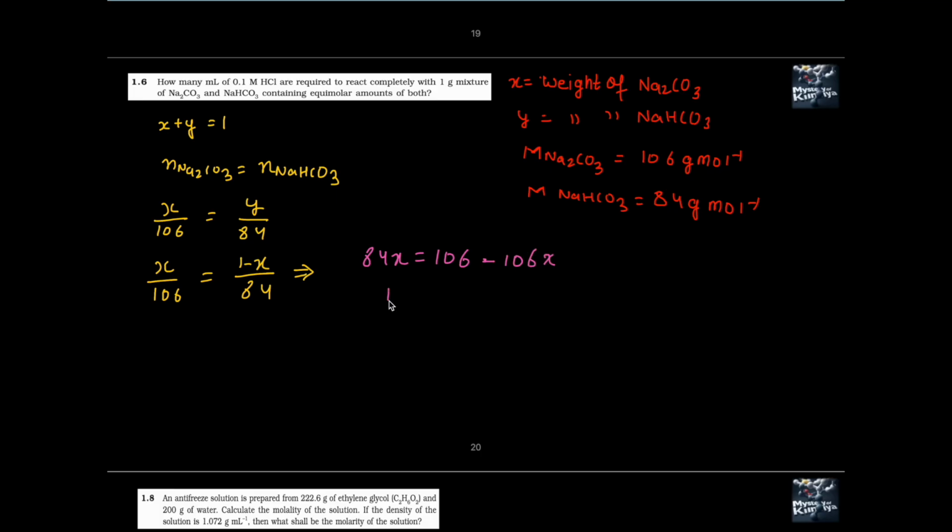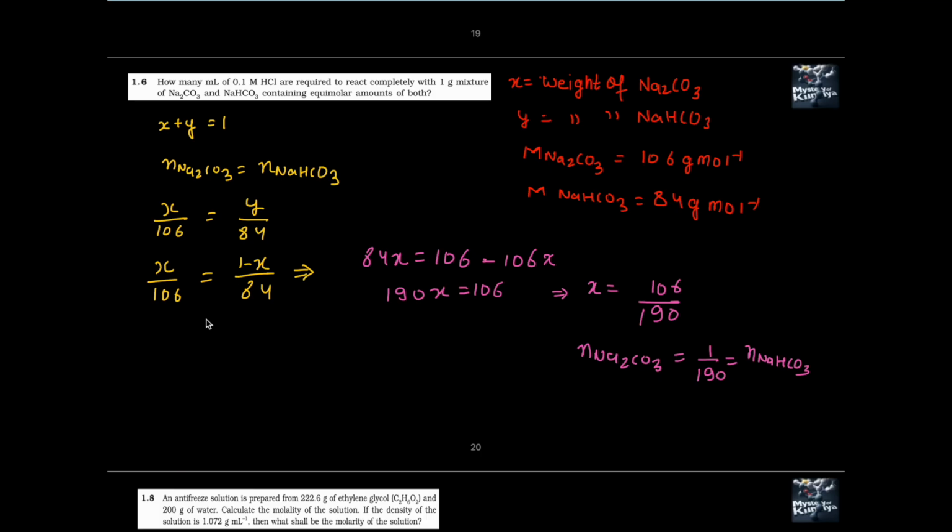So here it would be 190x equals 106. Value of x would be 106 upon 190. Sorry, 190. x is the weight of Na2CO3. So can we find out the moles of Na2CO3? Yes, moles of Na2CO3 would be x upon 106, and this x upon 106 we will get as 1 upon 190, right? As both moles of Na2CO3 and NaHCO3 would be equal, this would also equal moles of NaHCO3.